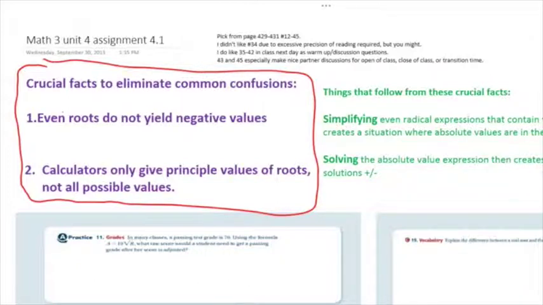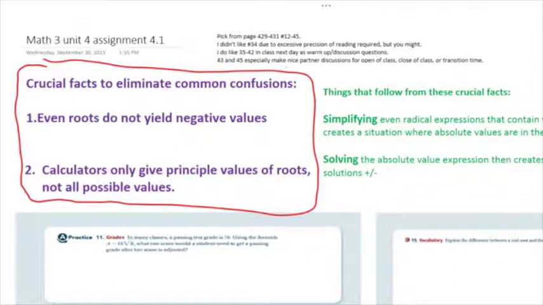If you keep that focus, you'll understand why things happen, where sometimes when we are simplifying even radicals that contain variables we get absolute values in the answer, because an even root can never have a negative answer. And when we're solving, sometimes the absolute value in the expression will create two solutions, positive and negative. So it's not that the square root is giving you positive and negative. It's actually the fact that you had to have gotten a positive answer. You put in an absolute value that gives you the positive and negative.